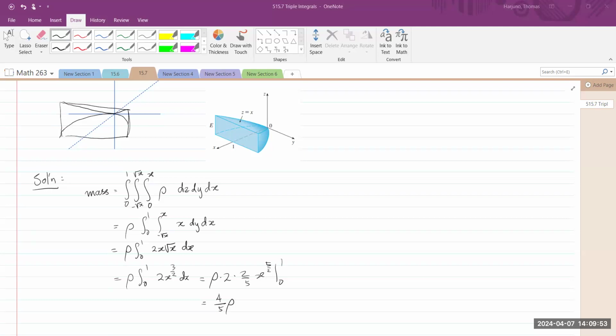Okay, now how about the moment with respect to the yz plane, because we want to find the center of mass, right? That will be the same setup. But I insert x, the distance from the yz plane. I insert the x, rho dz dy dx. This equals the integral from 0 to 1. Notice that x is the last thing I integrate, so I can pull that x and rho out, negative square root of x to square root of x, 0 to x. I'm sorry, I'm missing dz, dy, dx.